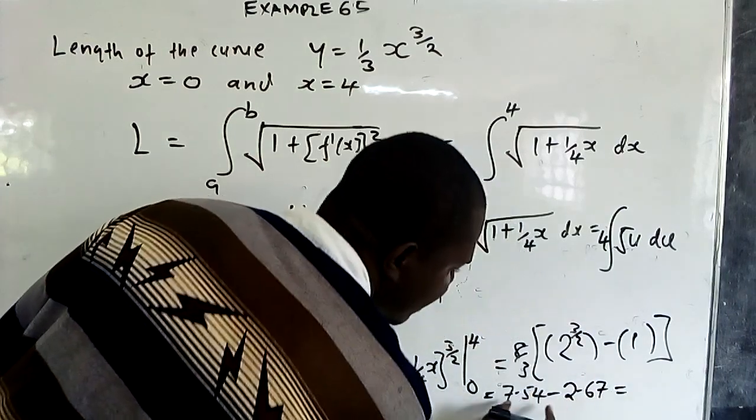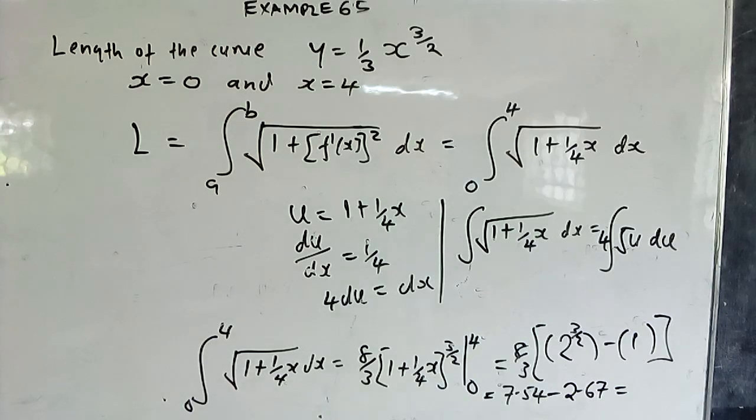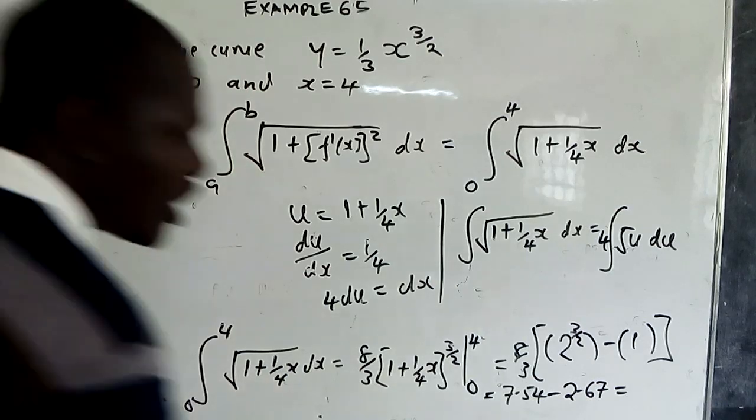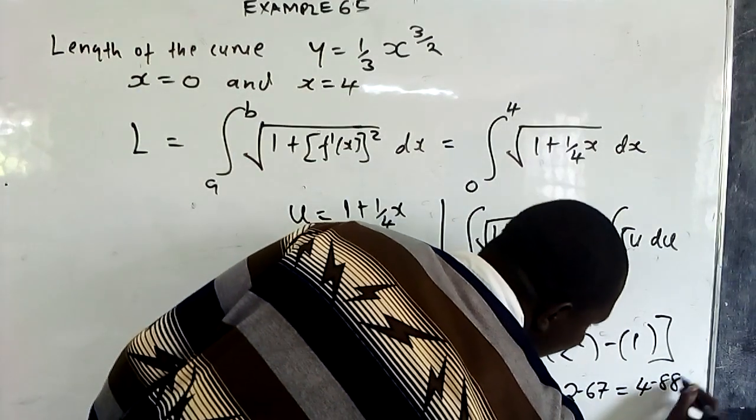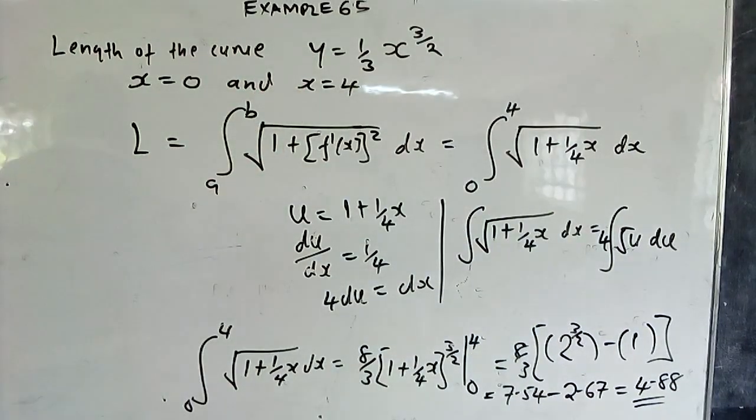So what do you get to be the answer? 7.54 minus 2.67. What do you get to be the answer? 4.88. So you have 4.88. That is the length of that curve. Are we together? That is the length of that curve, a concept that is very, very common in your area.